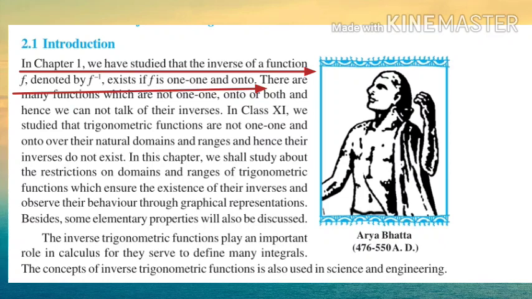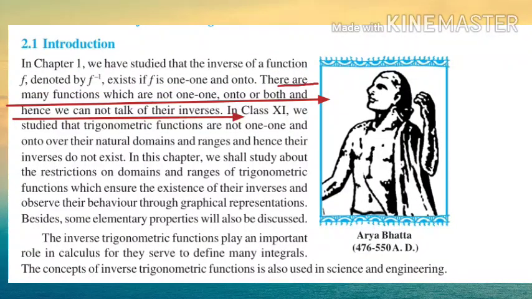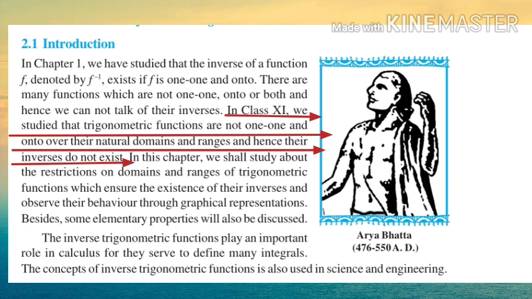In chapter 1, we have studied that the inverse of a function f, denoted by f power minus 1, exists if f is 1-1 and onto. There are many functions which are not 1-1, onto, or both, hence we cannot talk of their inverse. In class 11th, we have studied that trigonometric functions are not 1-1 and onto over their natural domain and ranges, and hence their inverse do not exist.